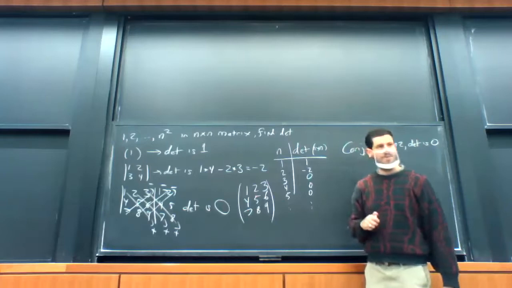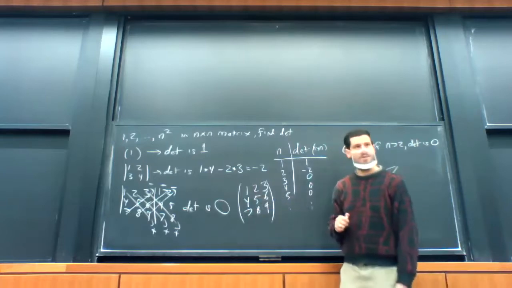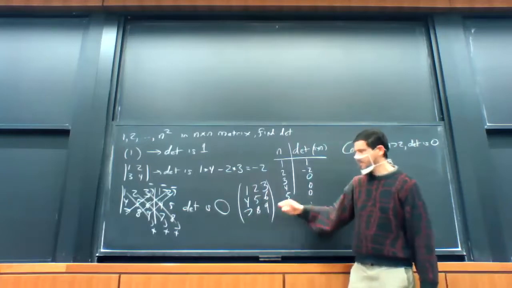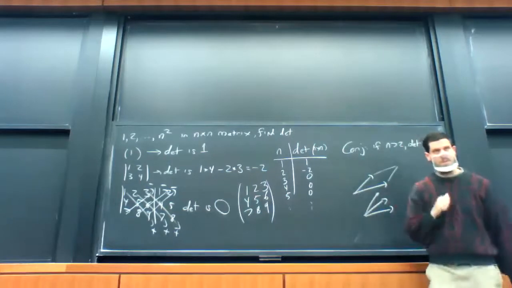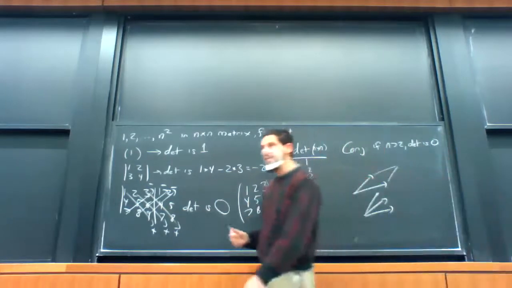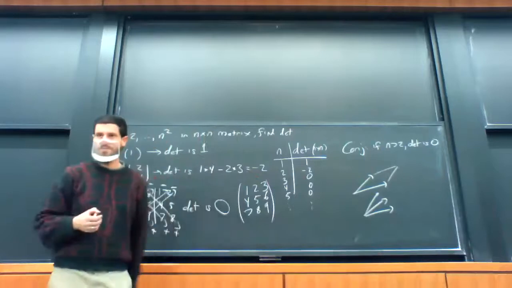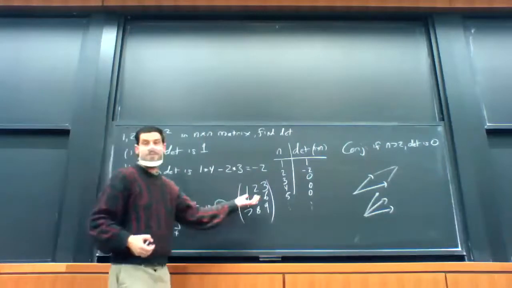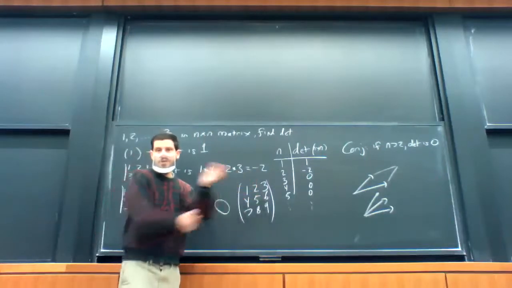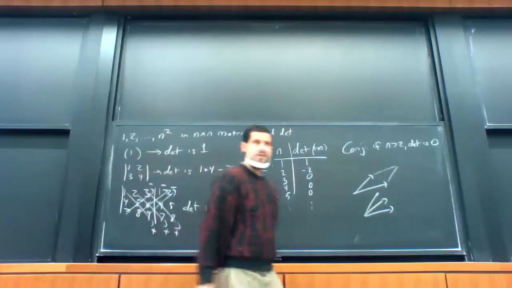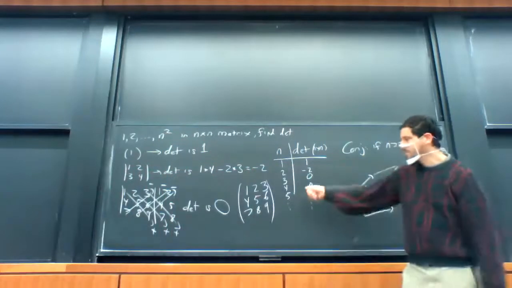What about 5? Is it the average of 2 and 8? What about 6? Is it the average of 3 and 9? Yes. So the second row is just the average of the first and the third. Well, if that's the case, it's not going to give me 3 different directions. I only get 2 directions, the volume is going to be 0.